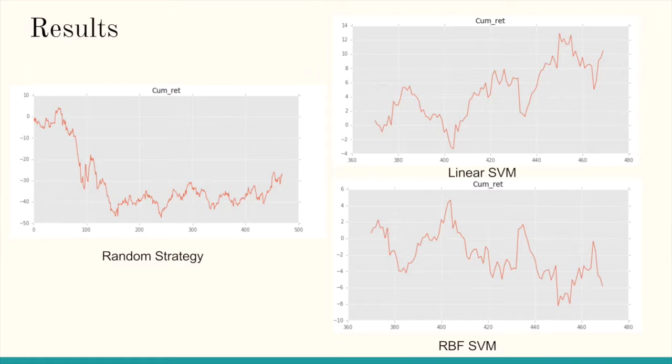So on to our results. Here's a view of our random strategy, the linear SVM model, and the RBF SVM model. As we can see here, some of our models trained using the sentiment analysis technique do provide some level of outperformance compared to the random strategy and show some promise.